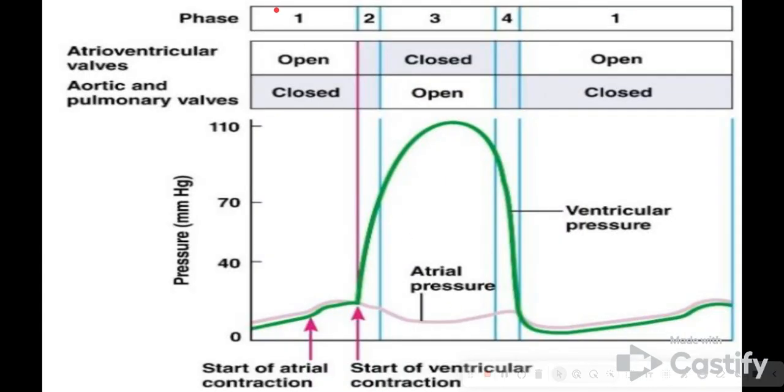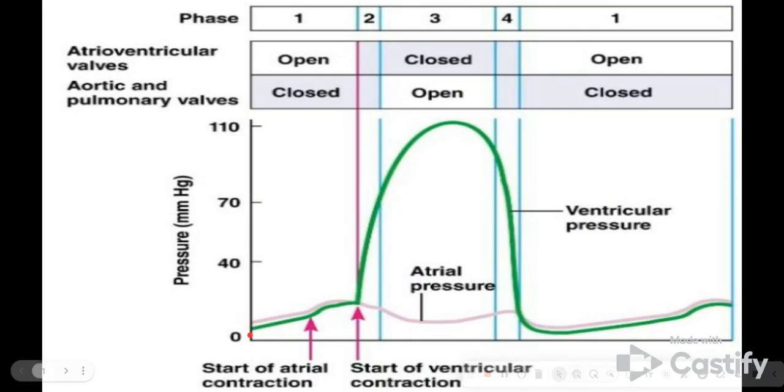In Phase 1, or ventricular filling, blood from the right or left atria will begin to fill into the right or left ventricles. In order to do this, the right and left AV valves must be open so blood can flow into the ventricles. However, our semilunar valves are closed. AV valves and semilunar valves will never be open at the same time. They could be closed at the same time, but you'll never see them open at the same time.